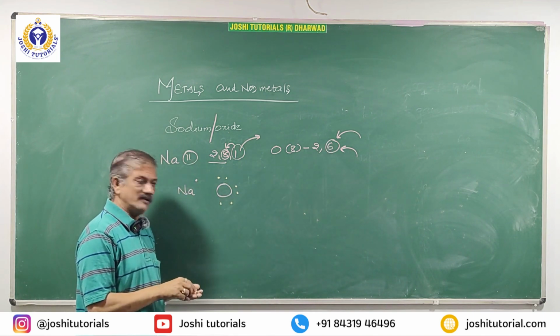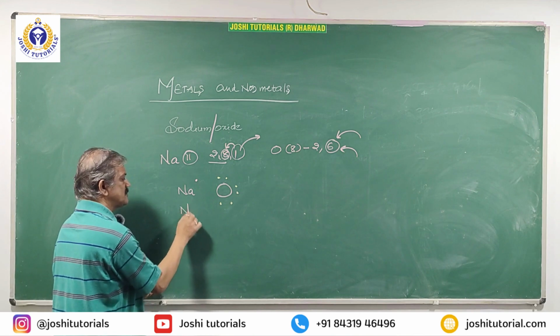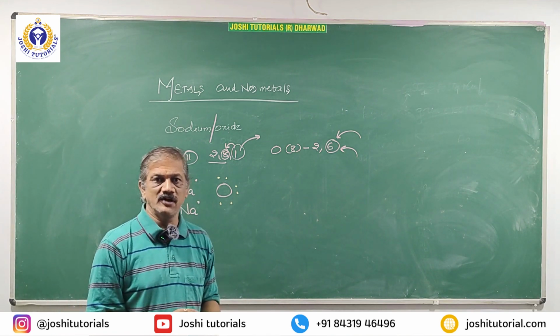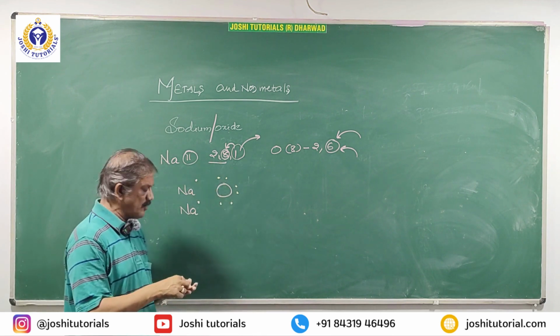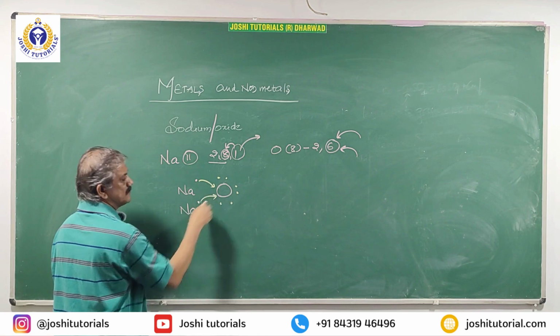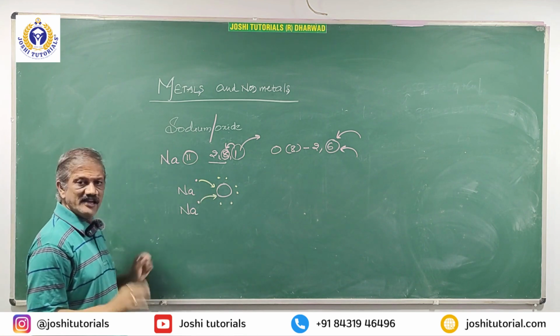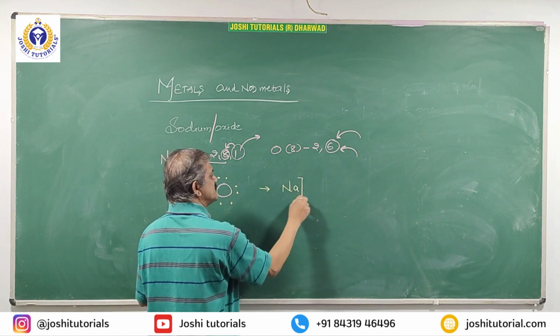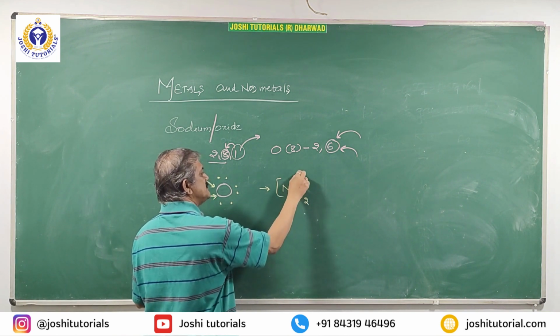What happens? Another sodium comes. That is adjustment, one more electron, 2, 8, 1 configuration. What happens here? Electron jumps. How many Na? 2. So what we write is Na twice. It is a +1.